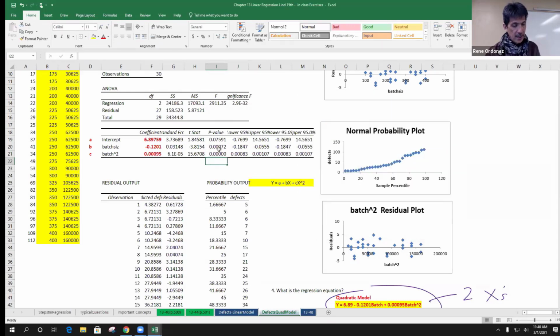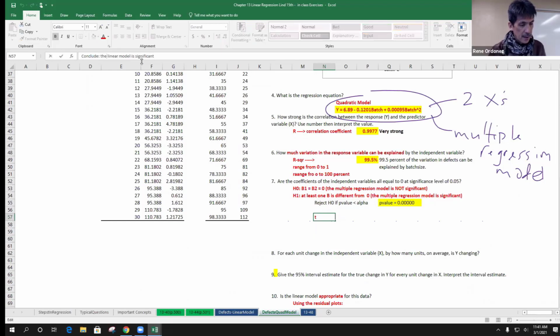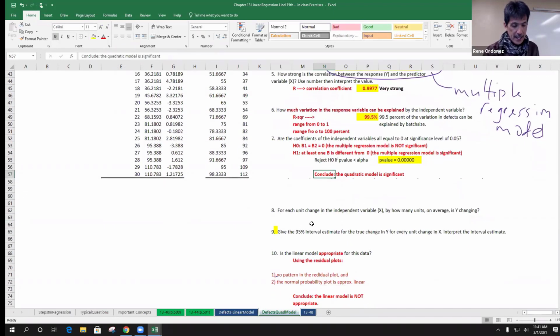All right, so look at the p-value associated with batch size. It's almost 0. Look at the p-value associated with batch size squared. It too is almost 0, so both of them are less than the significance level of either 0.01 or 0.05. So we will conclude here that the multiple linear model, or actually we can just call it the quadratic model, is significant.